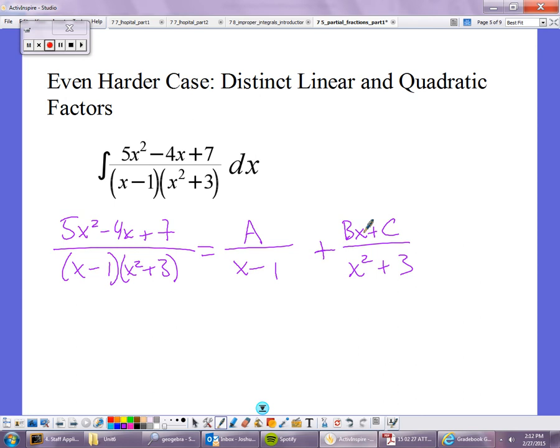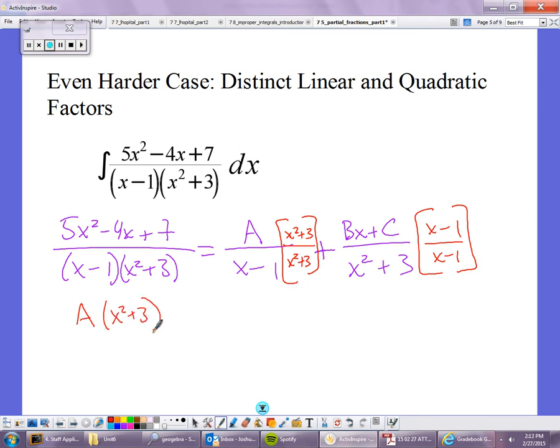Okay, now what would I have to do? Let's think again. What do I have to do to combine these? I would multiply this side by x squared plus 3 over x squared plus 3, and I would multiply this fraction by x minus 1 over x minus 1. So the numerator of this whole fraction, when I combine it, is going to be a times x squared plus 3 plus bx plus c times x minus 1. And that whole thing has to add up to my original numerator, which in this case is 5x squared minus 4x plus 7.